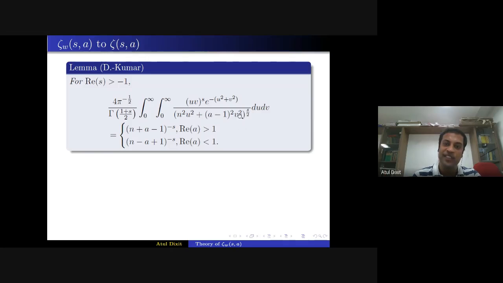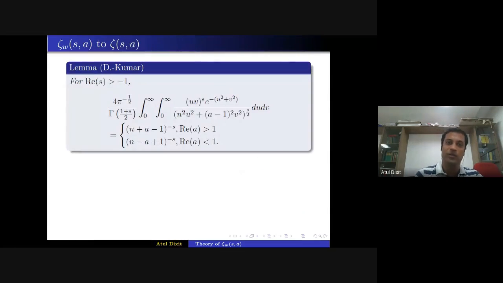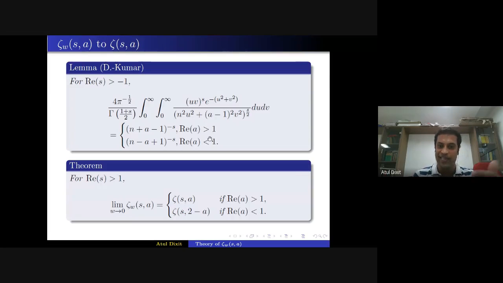And you see, there is no sine or sine hyperbolic, and there is no w square. If I go back, there is sine wv, sine hyperbolic wu upon w square. So I'm essentially putting w equal to 0, or you may say w tends to 0, in order to get this. And then, as I was asked, this reduces essentially to the Hurwitz zeta function when real part of a is greater than 1, and then to the Hurwitz zeta function, but with a replaced by 2 minus a if real a is less than 1. So in this sense, we have this generalized Hurwitz zeta function.